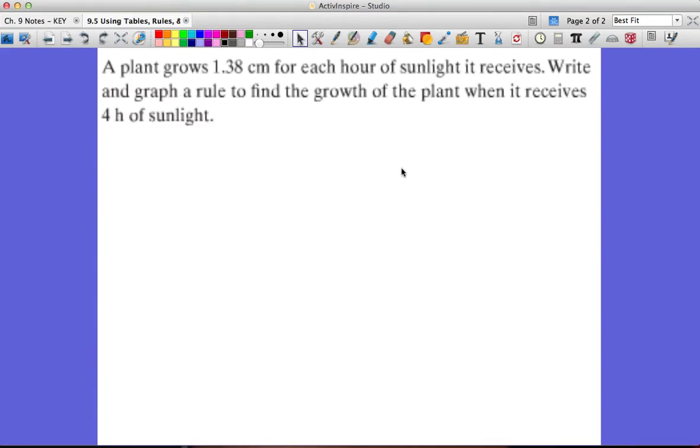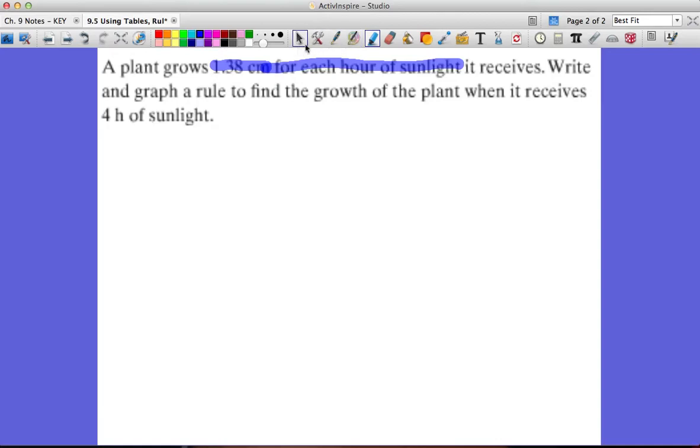Okay, so now what we're going to do is we're going to take this word problem. I will help you create a function, but then you need to graph the rule. So a plant grows 1 38/100 centimeters for each hour of sunlight it receives. Write and graph a rule to find the growth of the plant when it receives 4 hours of sunlight. Okay, so we have to highlight the important information. It grows 1 38/100 centimeters for each hour of sunlight it receives.